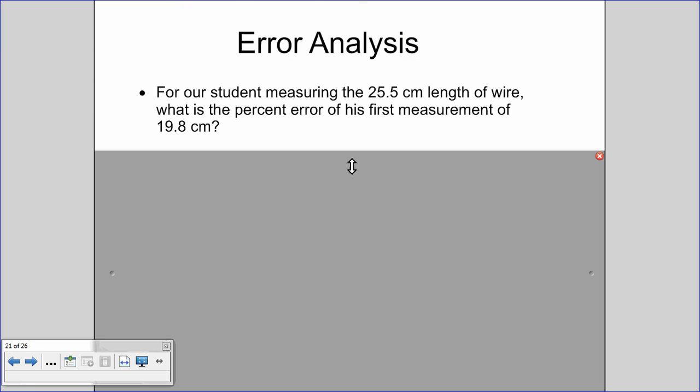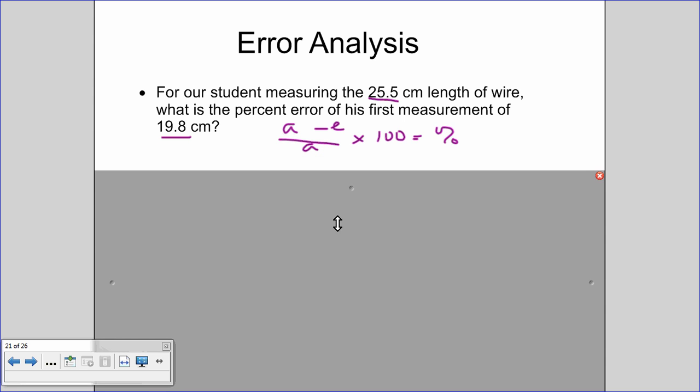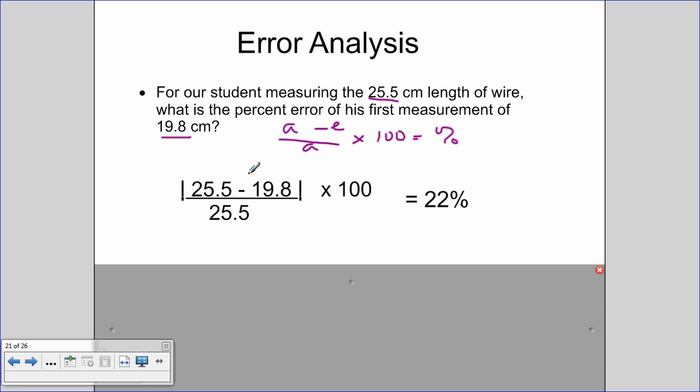All right, so last question on error analysis. For our student measuring the 25.5 centimeter length of wire, what's the percent error? What are you going to do? You're going to do actual minus experimental over actual times 100 to get percent error. So actual would be the 25.5, experimental would be the 19.8, and you want to know the percent error. So here we go. Actual minus experimental over actual times 100, that's 22%.